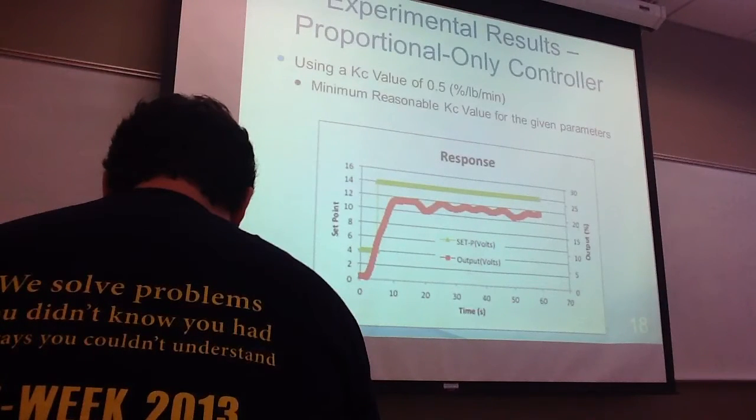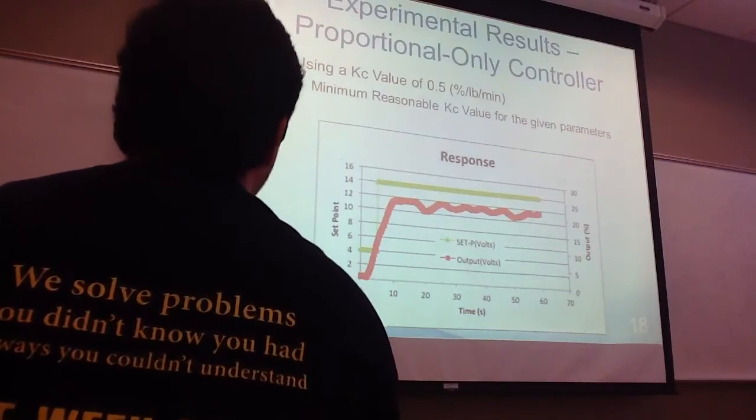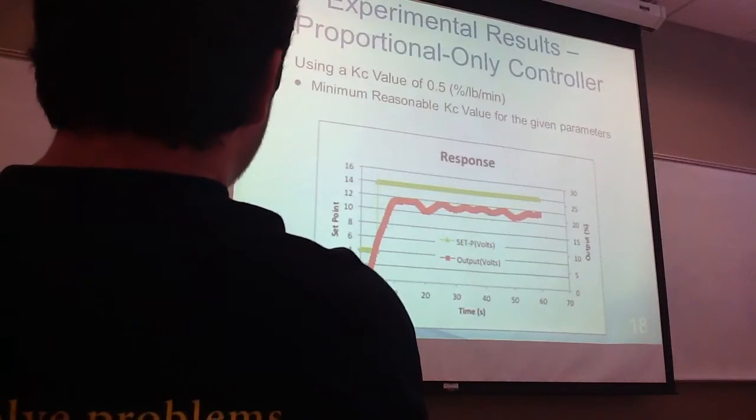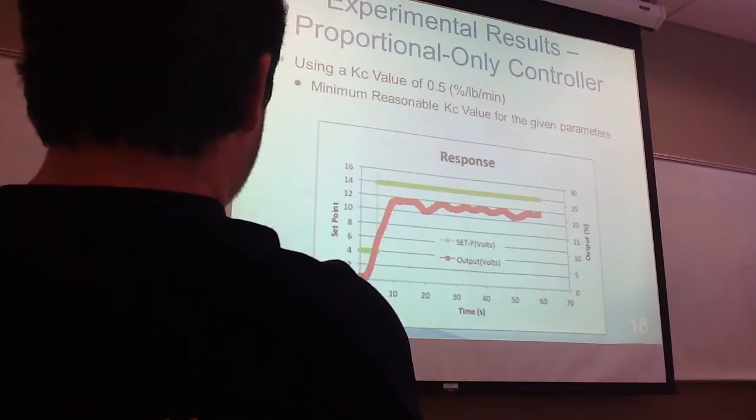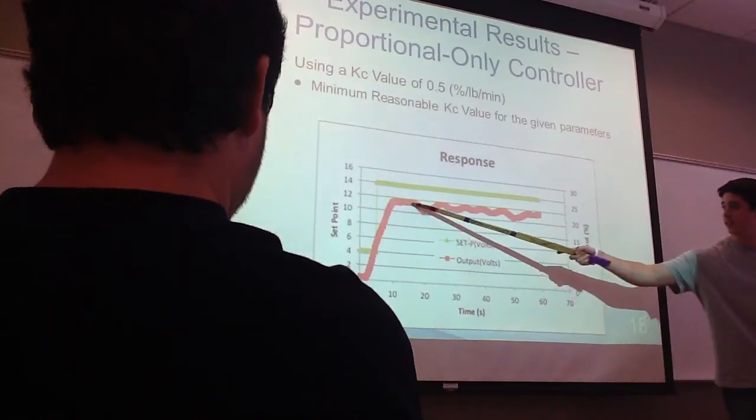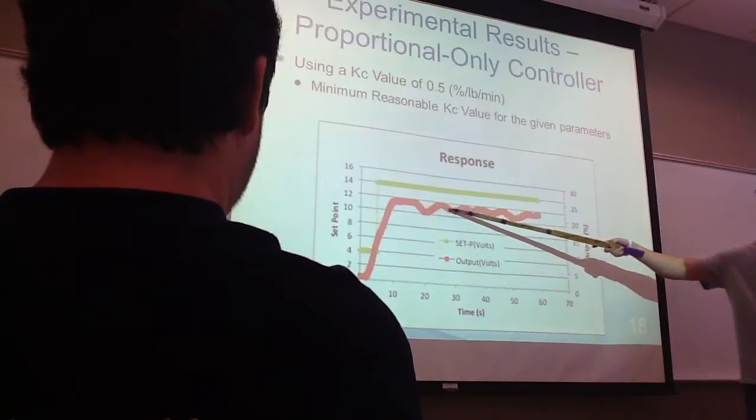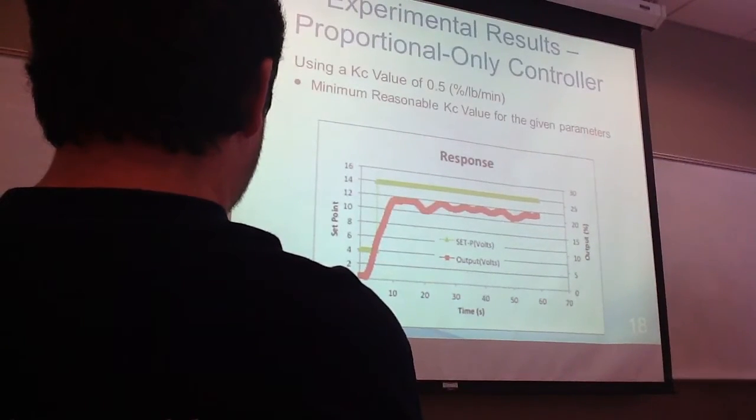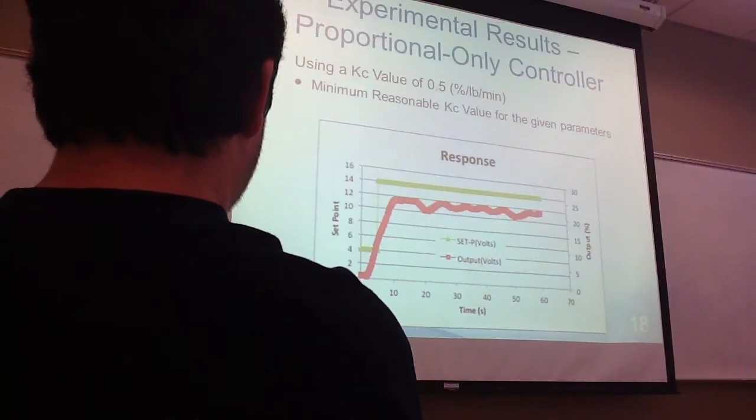And the minimum reasonable KC value of 0.5% per pound per minute. So we found this to be overdamped with a 1/500 decay ratio. It is monotonic, and the settling time is around 10 seconds. And this is just inconsistencies with the system. So we could pretty much call that settled.